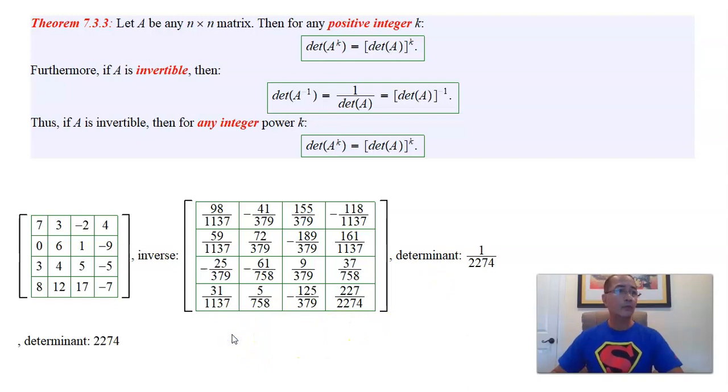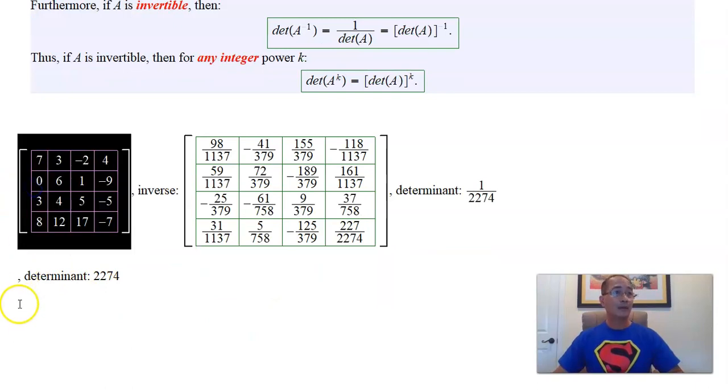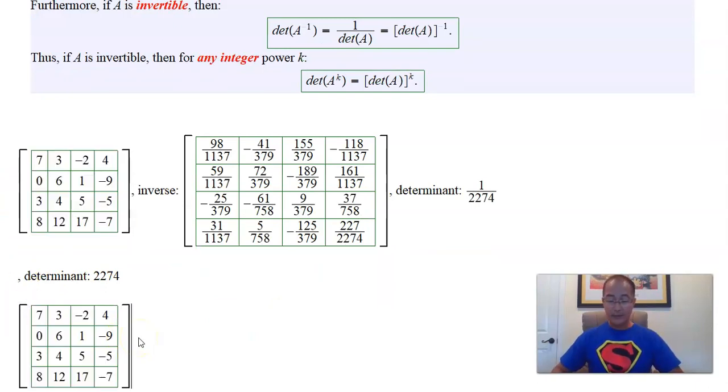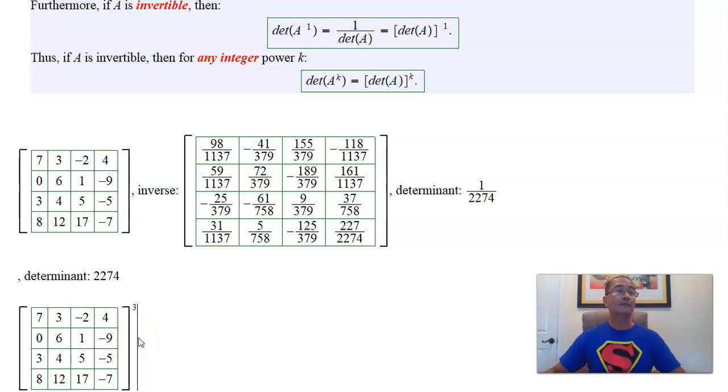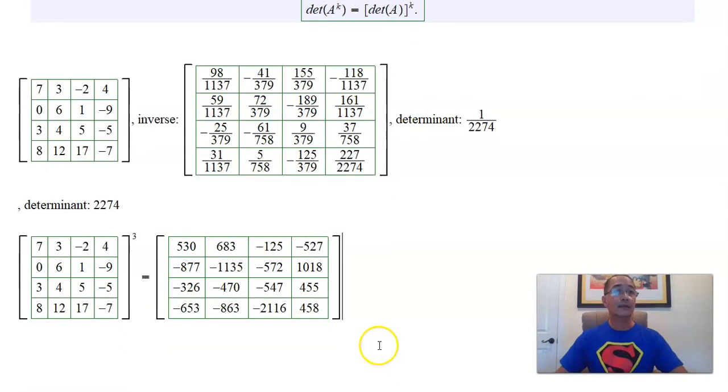Shall we do a square or a cube? Why not? We have time. It's a short video for a change. So here is our matrix. Let's take it to the third power. Okay, there it is. Okay, so yeah, huge numbers.